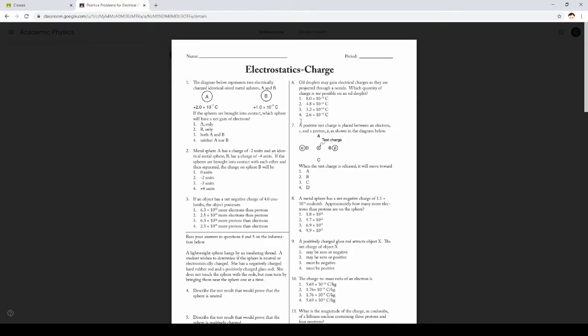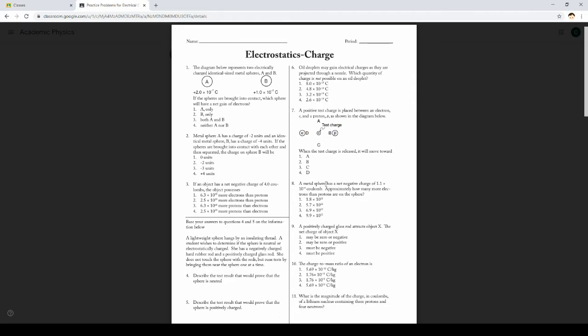Number 7, a positive test charge is placed between an electron E and proton P as shown in the diagram below. When the test charge is released, it will move towards, this is positive, the proton is positive, the electron is negative. Positive charge will get pushed away from the positive and towards the negative. The answer there is D. It will get pushed towards point D on the diagram.